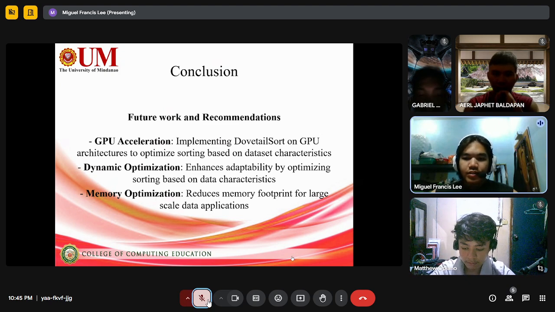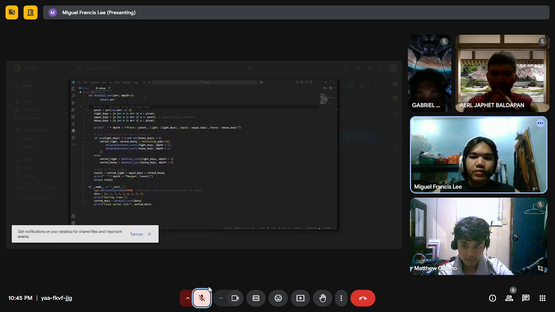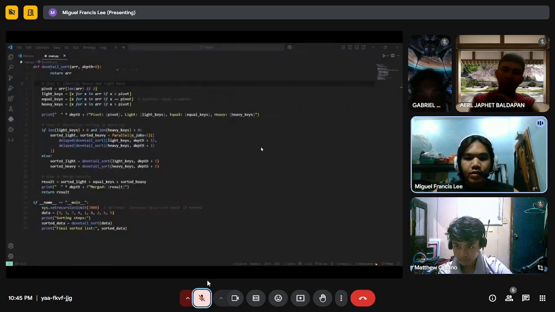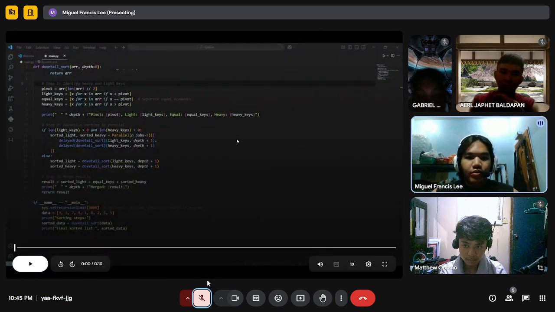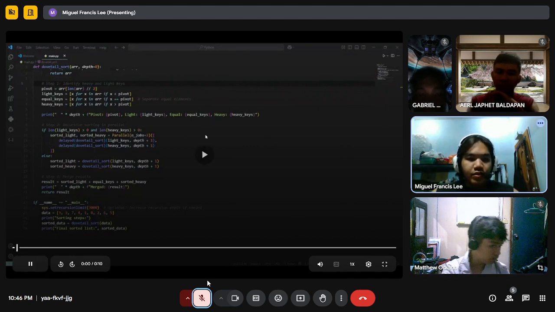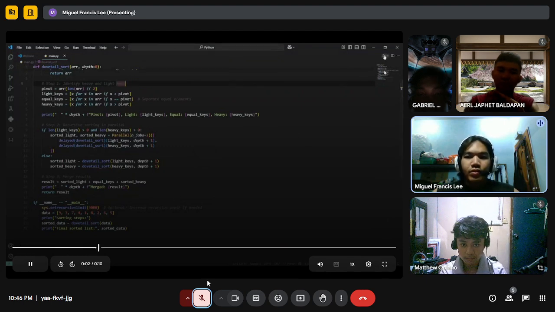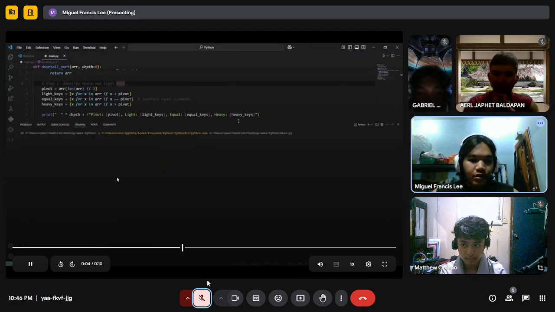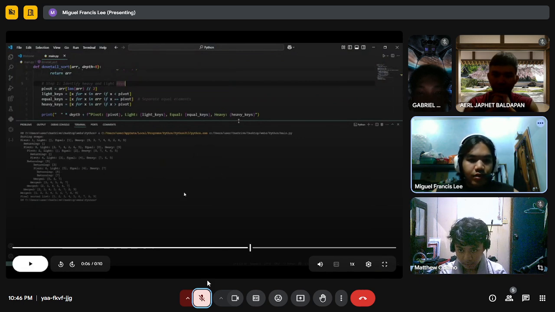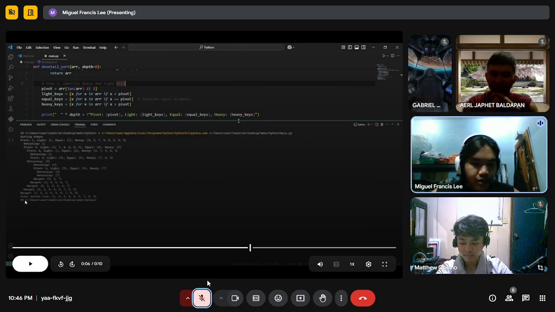So our next is the demonstration of our code. As seen here, we use Visual Studio Code and our main language is Python. So as we run our code, it directly shows the result with the merging and the pivot and then the final result at the last.